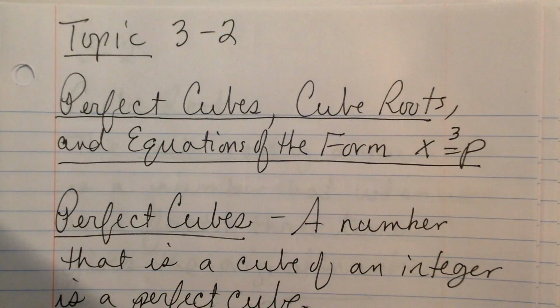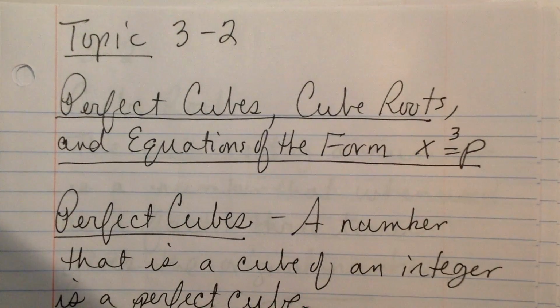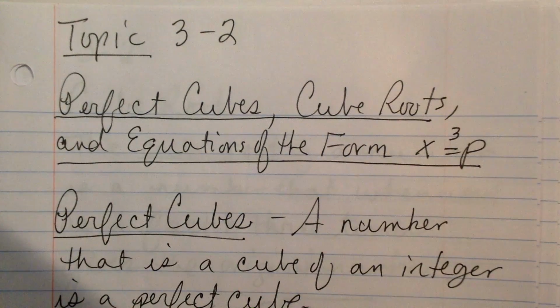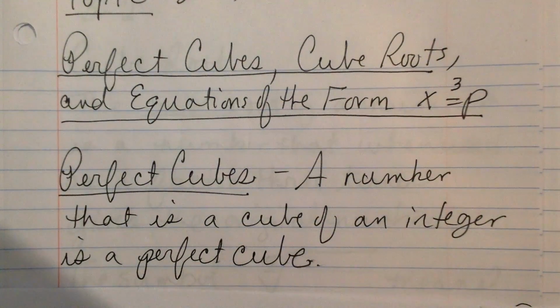Topic 3-2. Perfect cubes, cube roots, and equations of the form x cubed equals p. The definition of perfect cubes. A number that is a cube of an integer is a perfect cube. I'll repeat that again. A number that is a cube of an integer is a perfect cube.